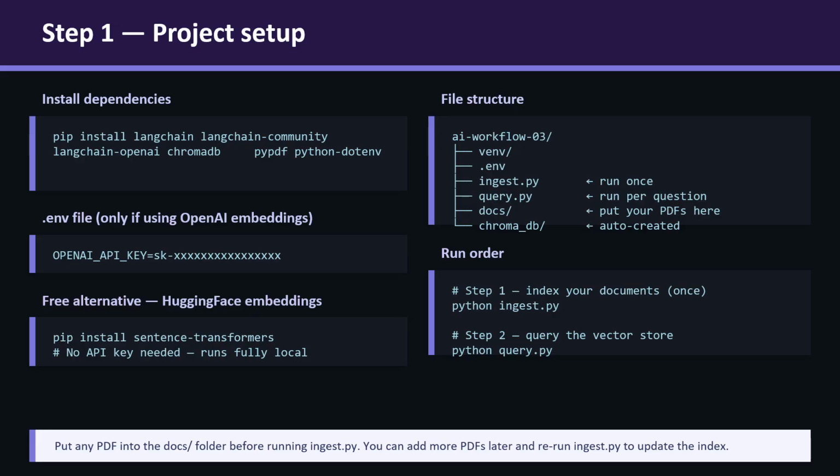You will have two Python files. ingest.py runs once to process and store your documents. query.py runs whenever you want to test a search against the stored index. An index here means the stored collection of vectors, the same word used in database indexing. Put your PDF files in a folder called docs before running ingest.